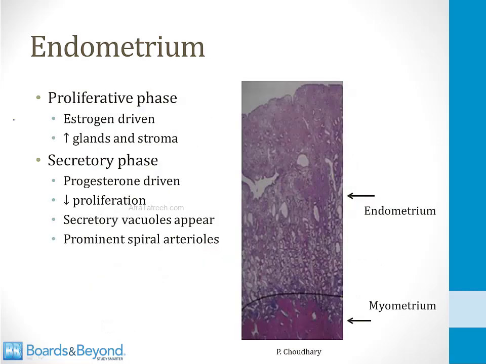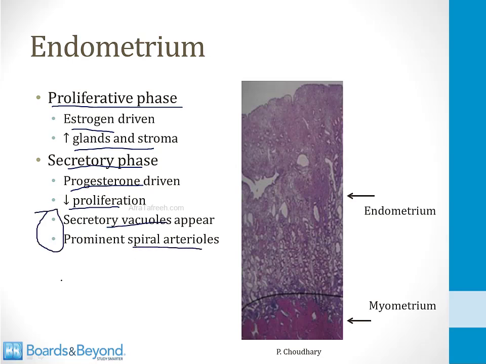And that first half of the menstrual cycle is called the proliferative phase. This is driven by estrogen. This is where you see an increase in the number and size of the glands and stroma. The second half is called the secretory phase. This is progesterone driven. In this portion of the menstrual cycle, there's less proliferation, but secretory vacuoles appear, there are prominent spiral arterioles, and all of these changes are designed to prepare the uterus for possible pregnancy.